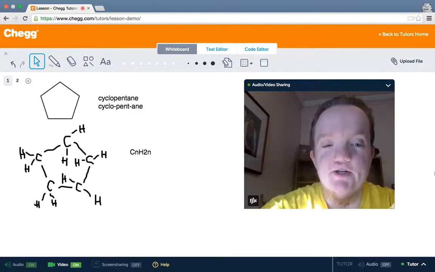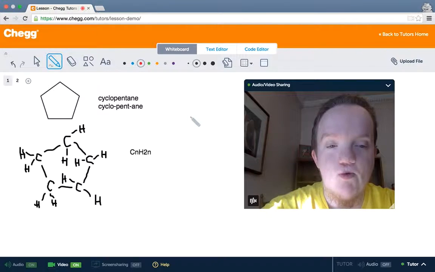Today I want to talk to you about a class of organic molecules called cycloalkanes. These are alkanes, so they're just hydrocarbons. All they have is hydrogen and carbon at their most basic level, but they're arranged in a ring shape, like this cyclopentane right here. So first of all, I want to draw your attention to the way we draw cycloalkanes.